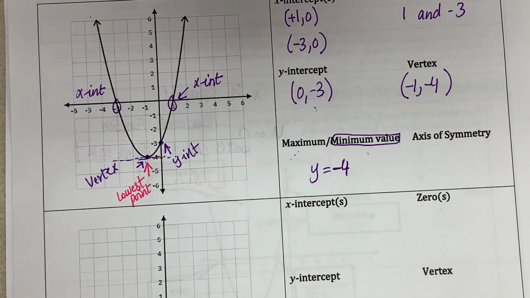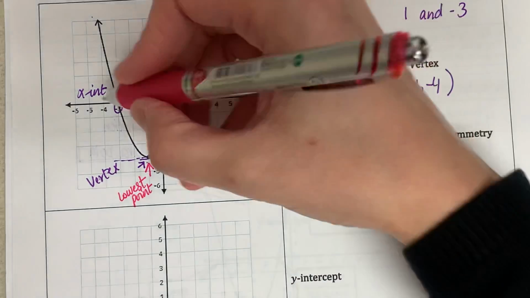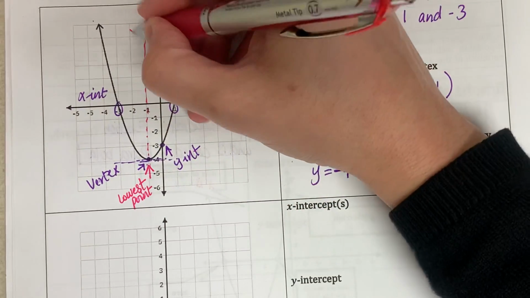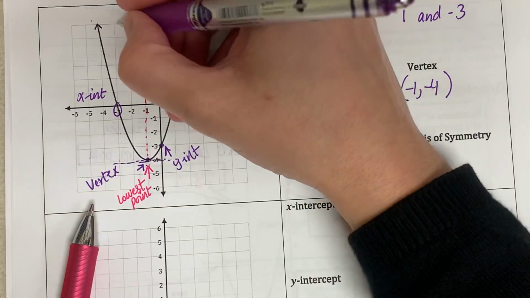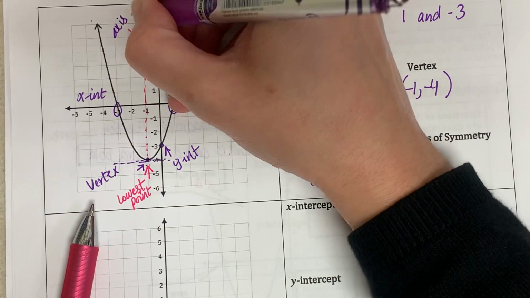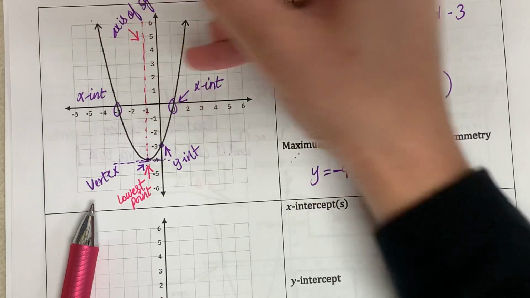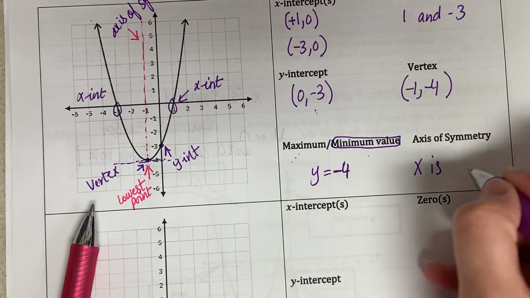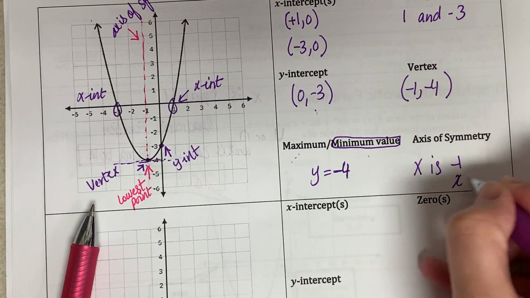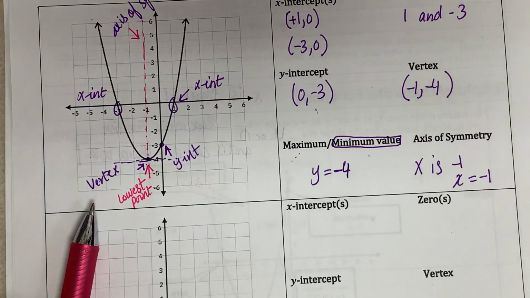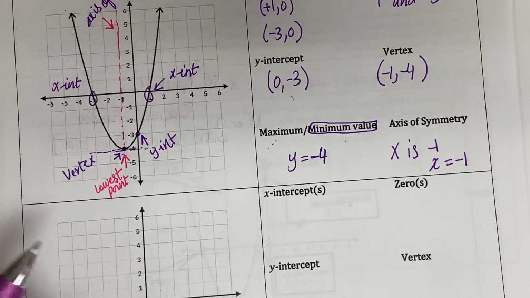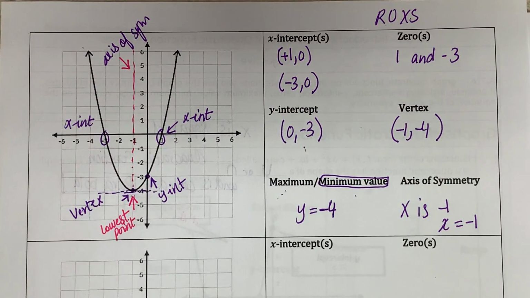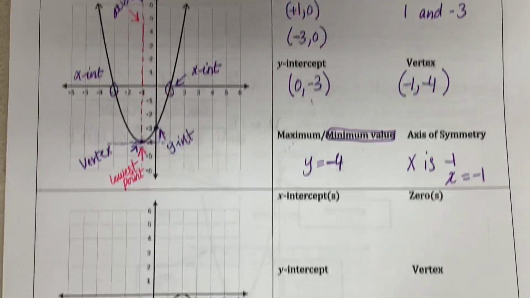Axis of symmetry. Let's cut this graph into 2 equal halves passing through that lowest point. This is the axis of symmetry. And the axis of symmetry is x is, I'm going to write x is, or x equals negative 1. You are going to write it like that so you actually remember. So this one is done. You can try the other one on your own. It's not that difficult.